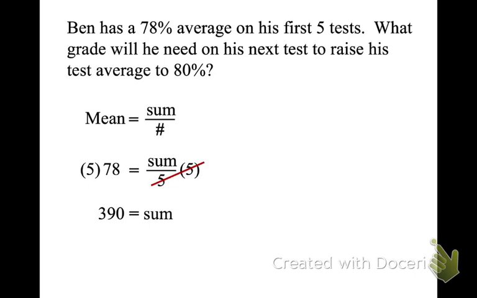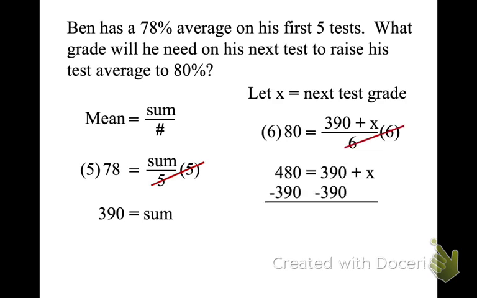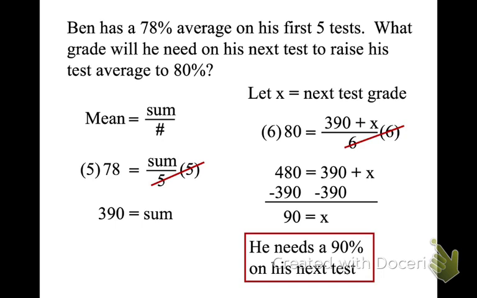80 has to equal. Let's say X is the next test grade, and so we're going to take that plus 390, all divided by 6. So now I can multiply both sides by 6. We have 480, subtract that 390 out, and so he needs a 90 on the next test. Hopefully this is giving you a little bit of perspective.